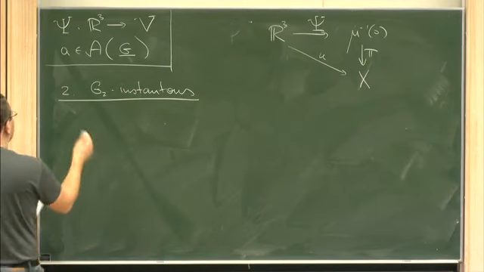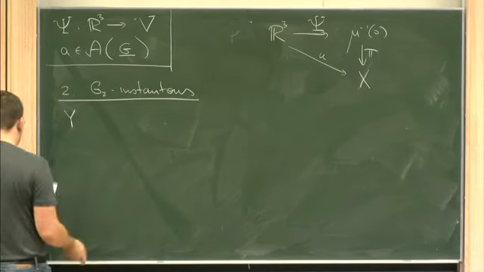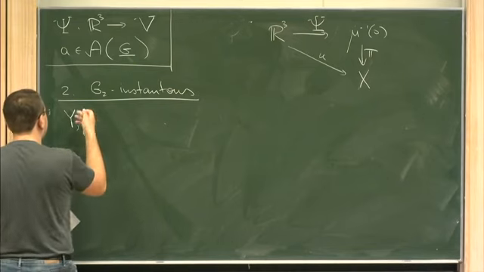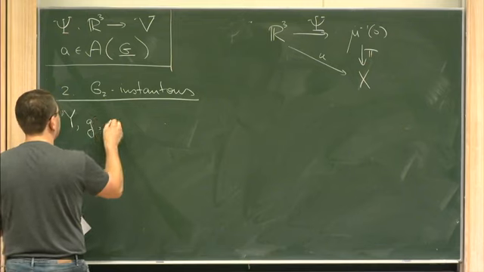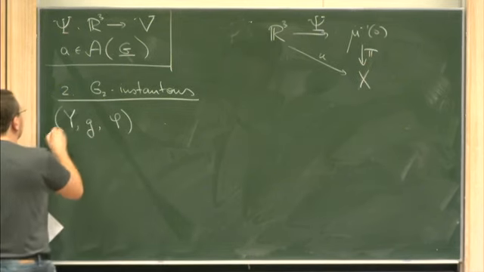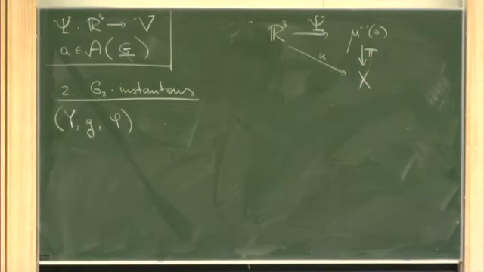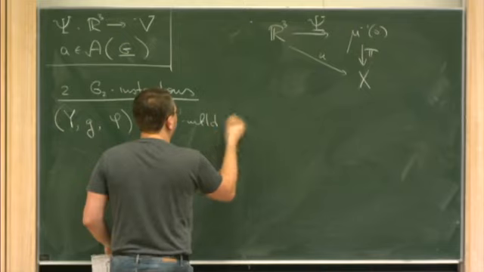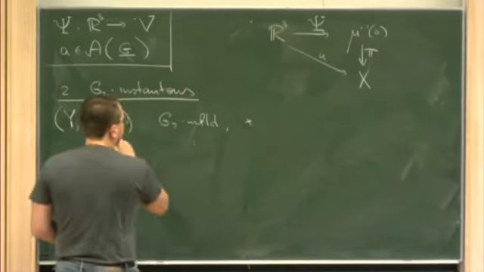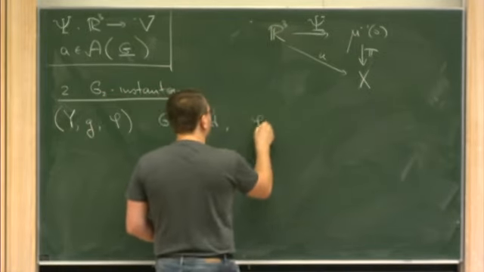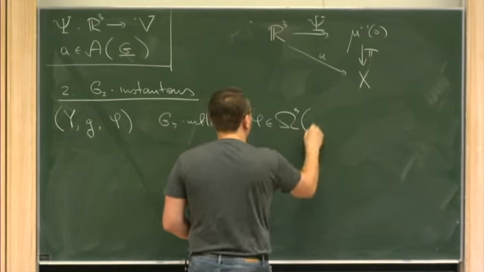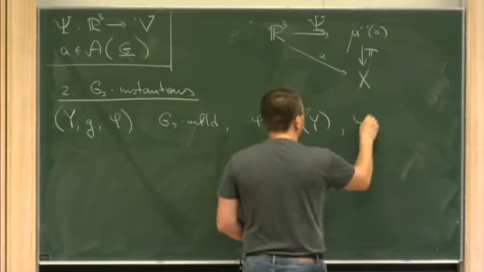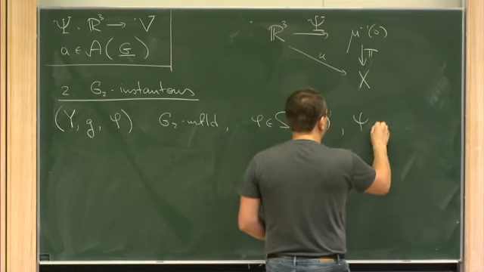So the setup is as follows. You start with a 7-manifold Y. This is equipped with a Riemannian metric g and a G2 structure phi. And phi is a 3-form on Y, and I denote by psi the corresponding 4-form.